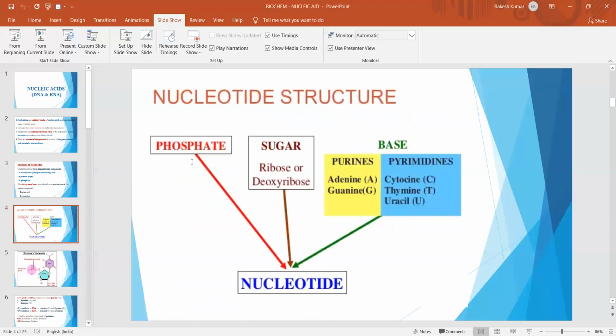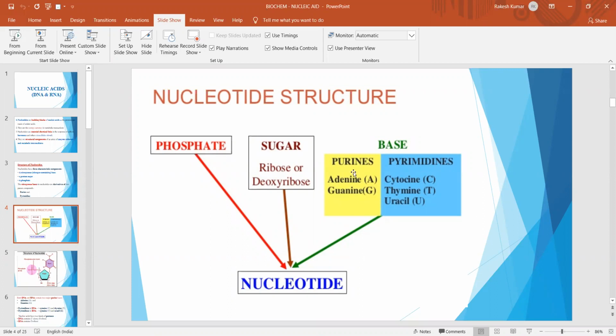Here you can see basically what is included in nucleotides. A nucleotide includes a sugar. It will be ribose in case of RNA and deoxyribose for DNA, which is linked to phosphate groups at either C3 or C5. And C1 of the sugar is attached to a nitrogenous base, that may be purine or pyrimidine.